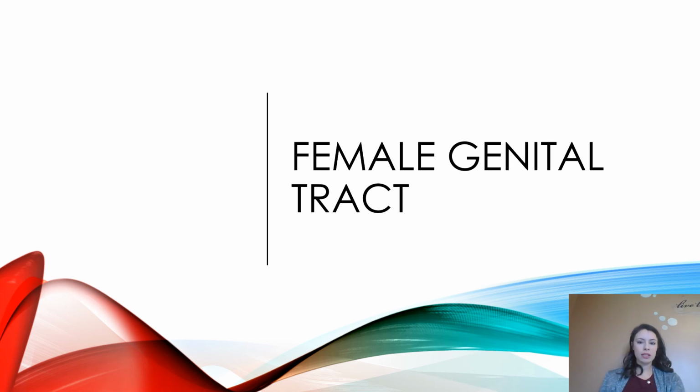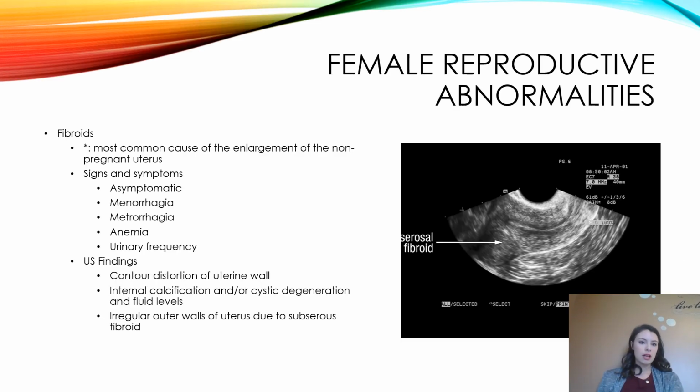So moving on to the female genitalia tract. One abnormality is fibroids. This is the most common cause of enlargement of non-pregnant uteruses. Some signs and symptoms: they could be asymptomatic. There's menorrhagia, metrorrhagia, anemia, and urinary frequency.